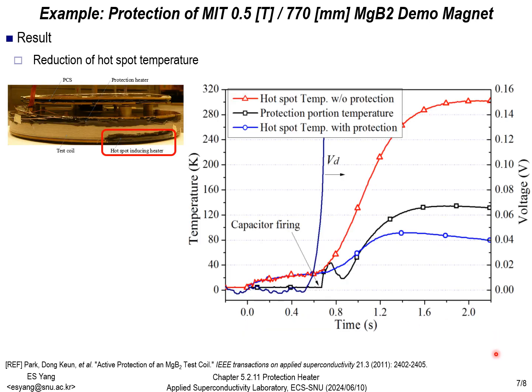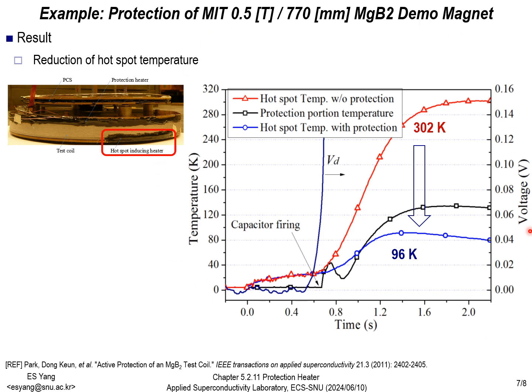We present the experimental results after installing the designed protection heater. In the graph on the right, the red line represents the results without operating the protection heater, while the blue line shows the results with the protection heater activated. It is evident that the temperature of the superconducting magnet significantly decreases when the protection heater is activated. The protection heater effectively prevents the temperature rise of the magnet, as demonstrated by the experimental data.